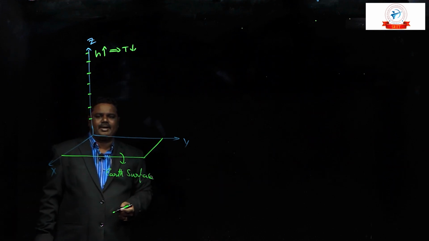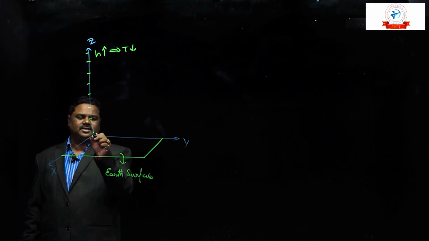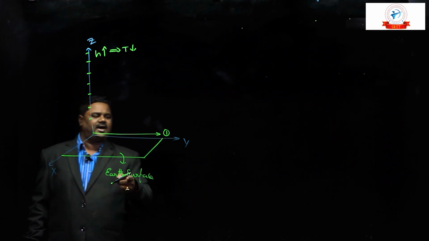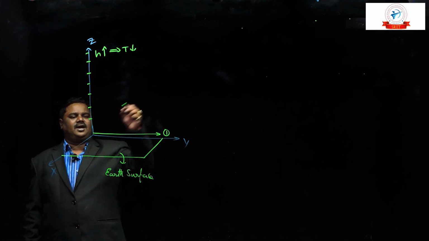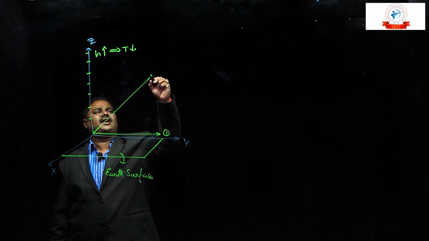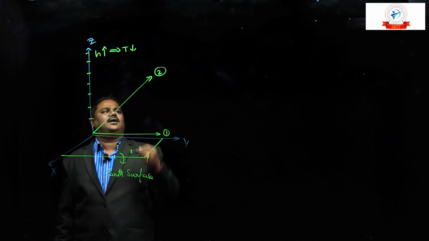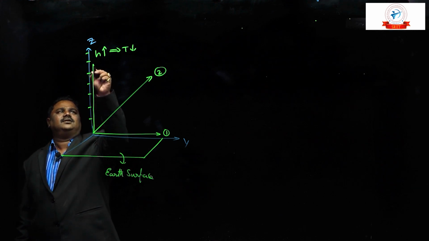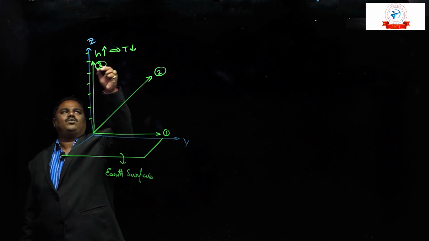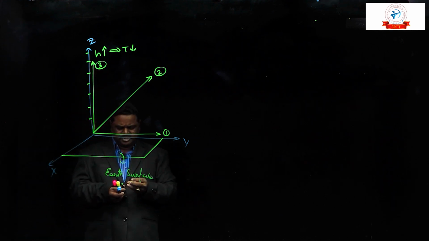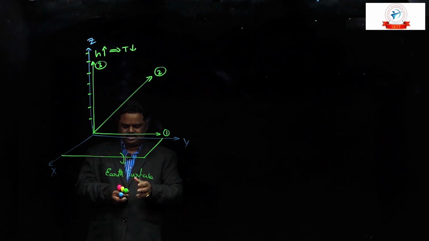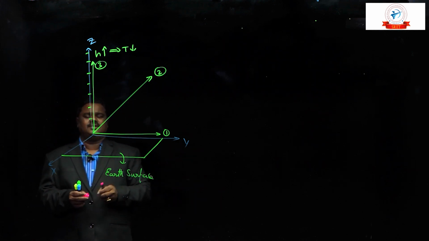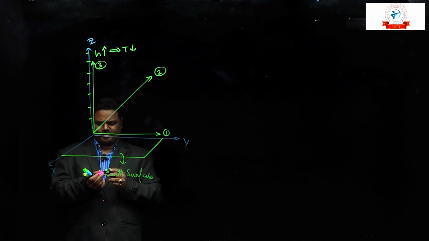Okay. Now I am going to consider 3 different paths. One path is parallel to this xy plane or earth surface, another one is inclined, as shown in path 2, and the third one is a vertically upward path. Now, observe these 3 different paths. When we move along which path is the change in temperature maximum?